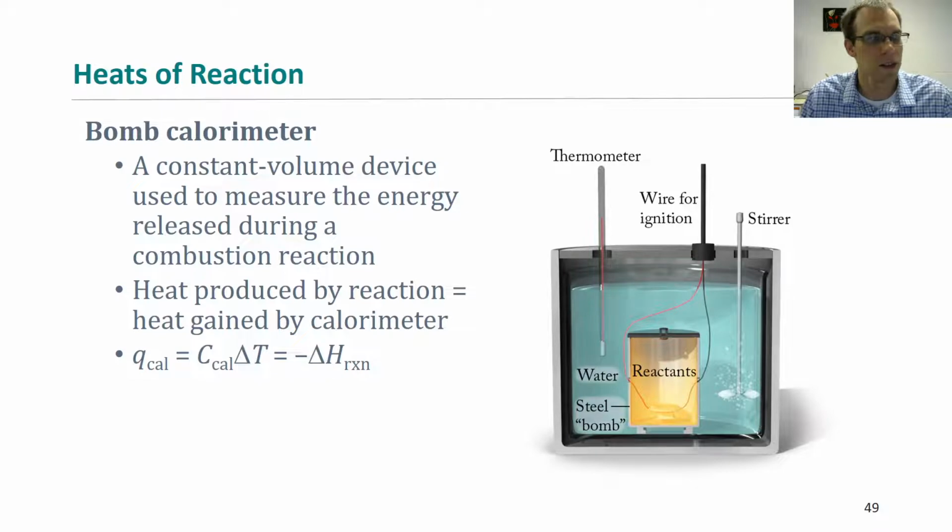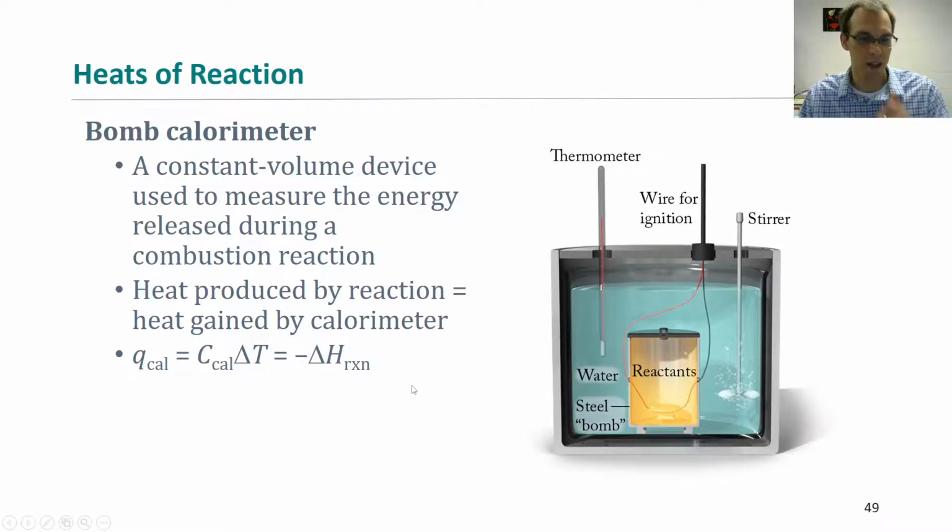And so this is done using a device called a bomb calorimeter. This is a constant volume device, so it's this right here, the steel bomb. This is a big piece of metal, it's super heavy. That's where you put your system, the reactants that you're looking at. And surrounding that is a bunch of water, and that's the rest of the calorimeter. We again have a thermometer, we have a stirrer, and we have a way to start the reaction, so these wires for ignition. And so the heat produced by this reaction will go into the water that's around it.